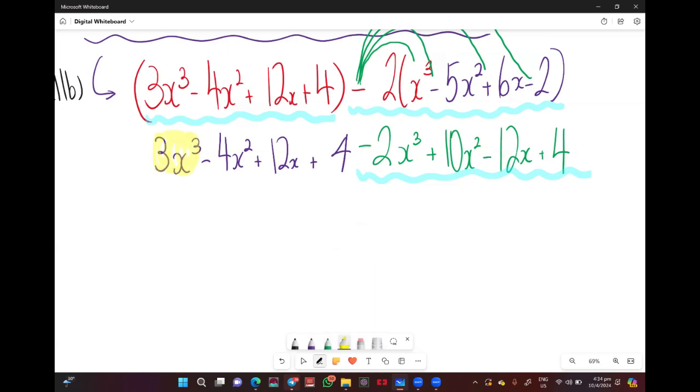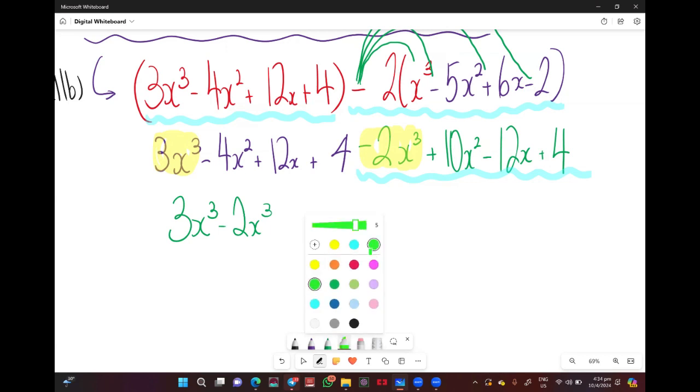3x squared. 3x squared. Can you find another one that has x squared? Negative 2 what? X to the power of 3. Correct or not? So we write 3x to the power of 3 minus 2x to the power of 3. Am I making sense?